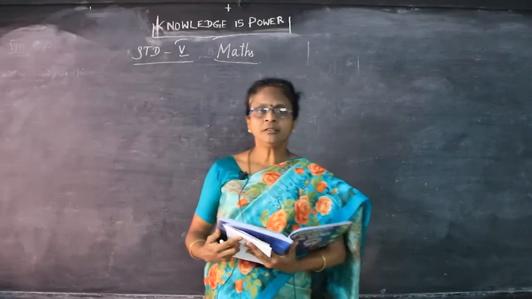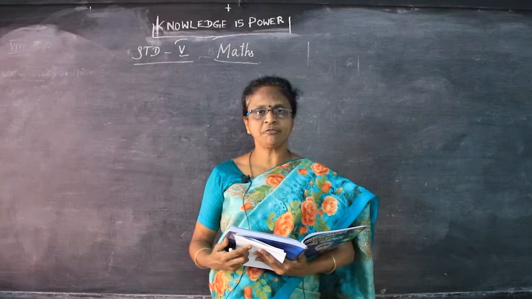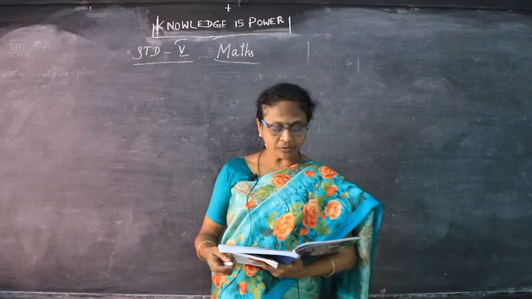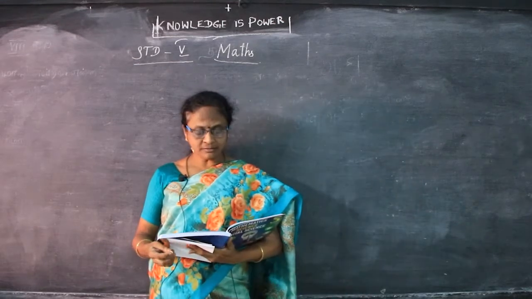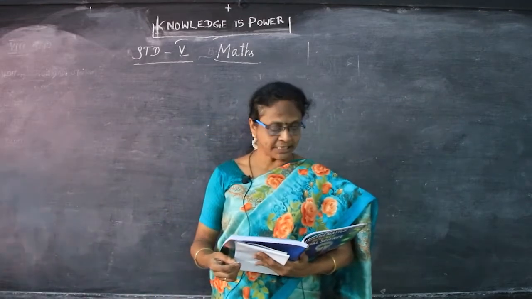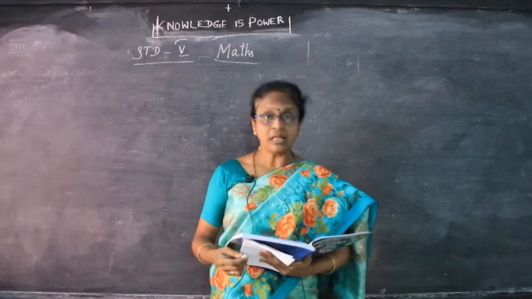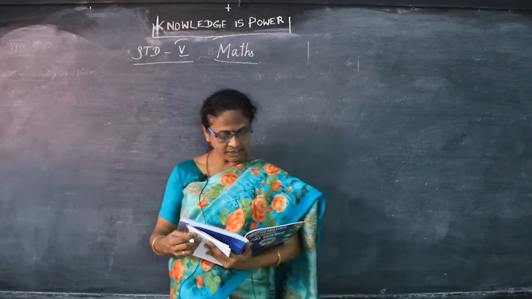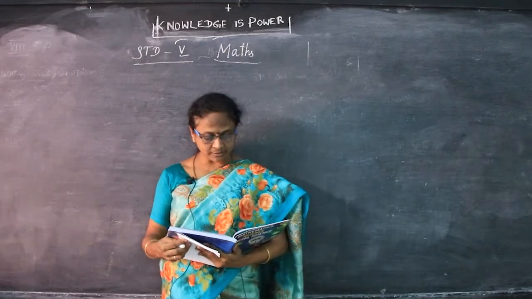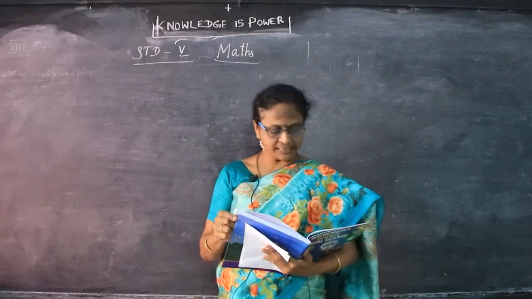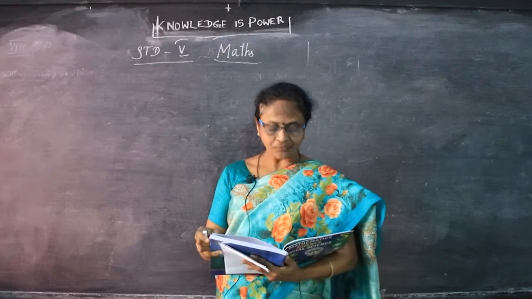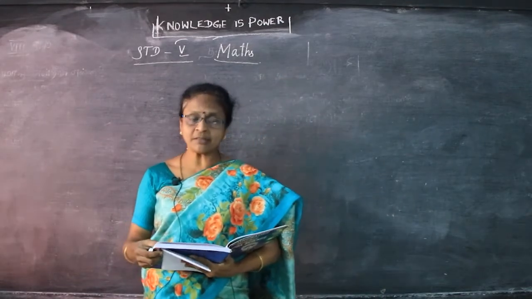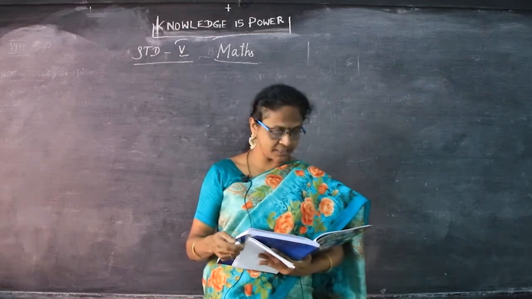Good morning, children. Now we are going to continue with 5th standard maths, as we have completed earlier about angles. So we know that greater than 0 degree and less than 90 degree is an acute angle. Greater than 90 degree and less than 180 degree is an obtuse angle. Exactly 90 degree is the right angle. And exactly 180 degree is the straight angle. We have already seen everything in detail.